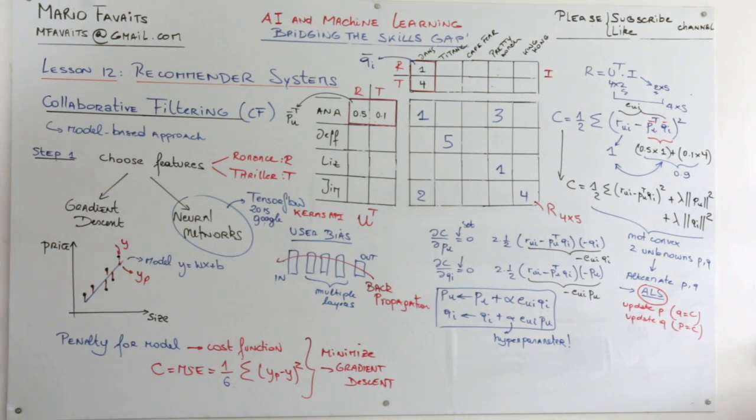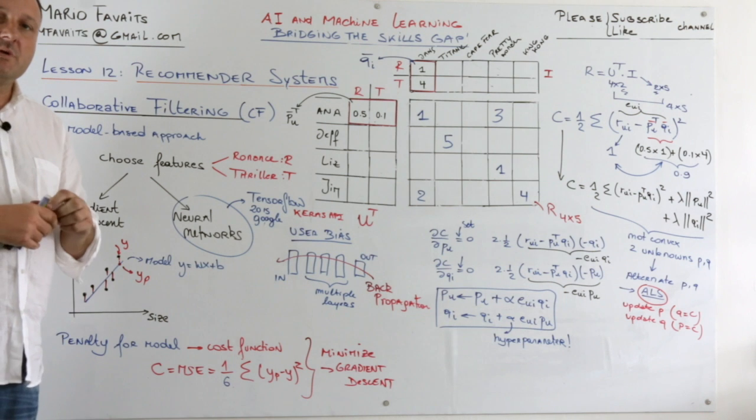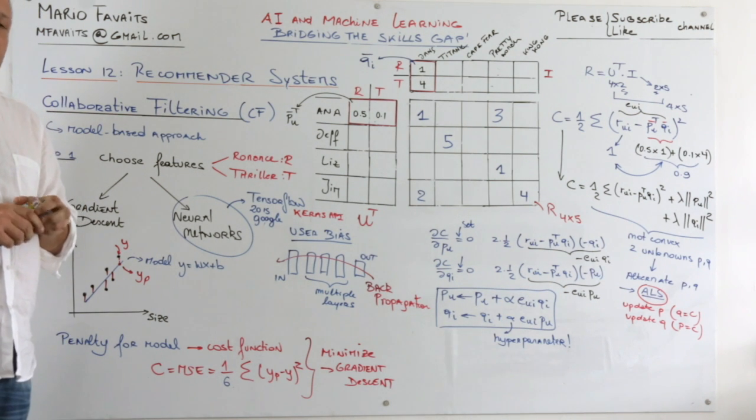Alright, this was it for recommender systems. There will be no coding session here. Let's now close that chapter of shallow learning. In the next chapter we will look at unsupervised learning.